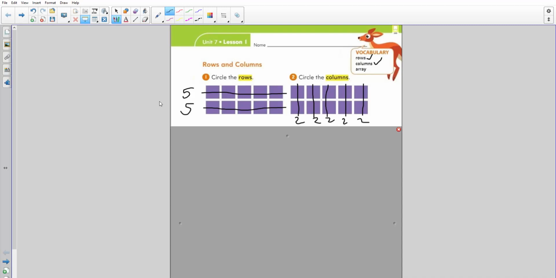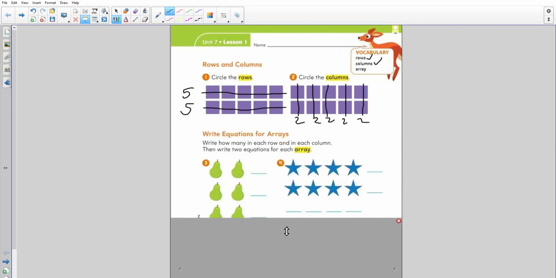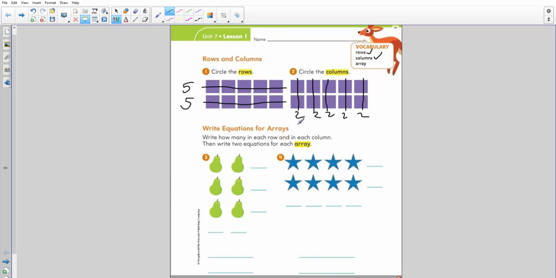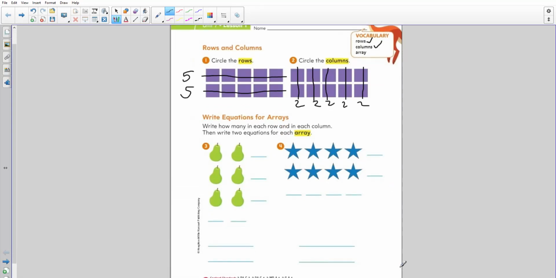All right, boys and girls. Now, if you remember from the video that you had just watched on arrays prior to starting mine, we are going to be talking about arrays. Arrays can be like what you see at the top of our page, but I'm going to tell you, they don't always have to be a square to be an array. An array is an arrangement of equal rows and equal columns. So arrays can look like this one in number 3.